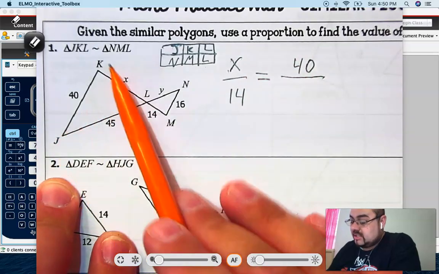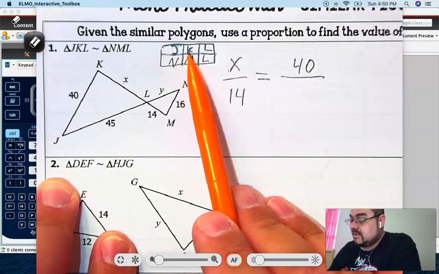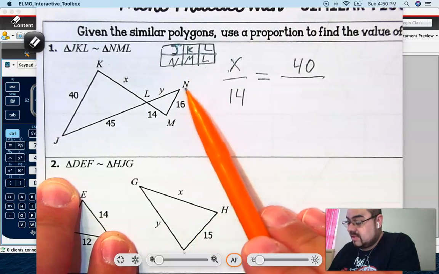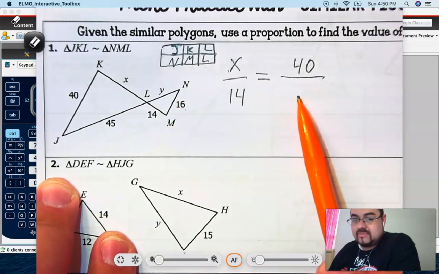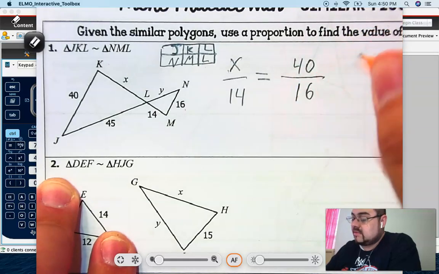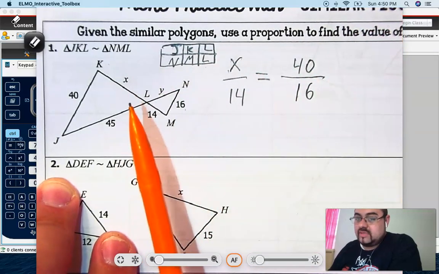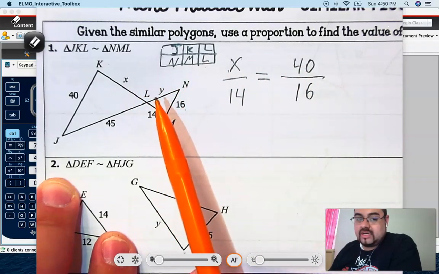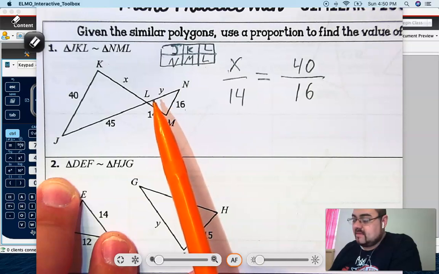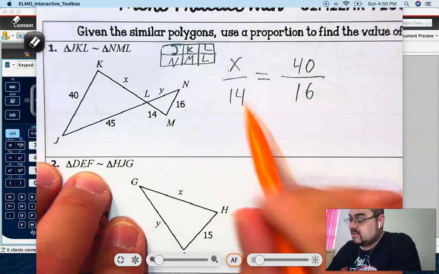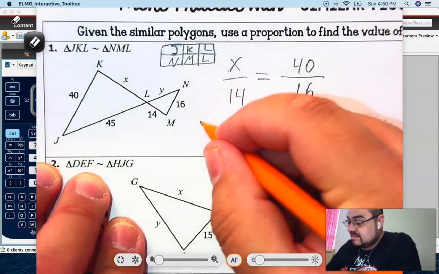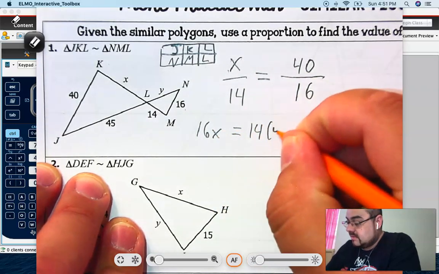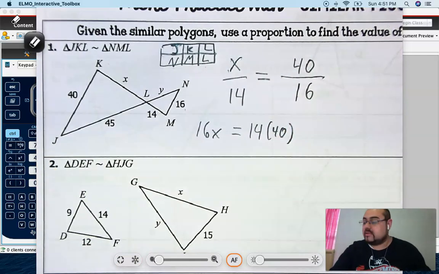40 is side JK. JK is right here. JK corresponds to side NM. So on the smaller triangle, we'll look for NM, and 16 is the number that I'm going to put down here. Okay, notice how I did that. There was a really big chance of screwing this up, being that we have two variables. We have to be a little bit more careful, a little more cautious on what numbers we pick. All right. From that point, we can go ahead and cross multiply. X times 16 is 16x, and then we have 14 times 40. Put that into NSolve real quick.